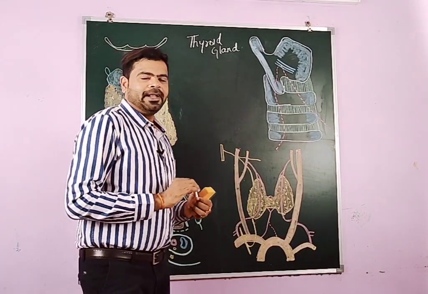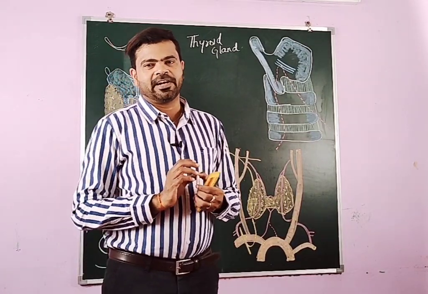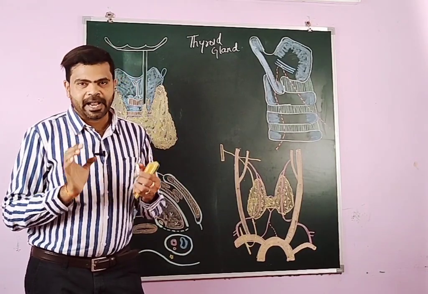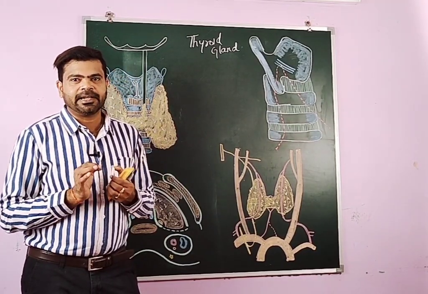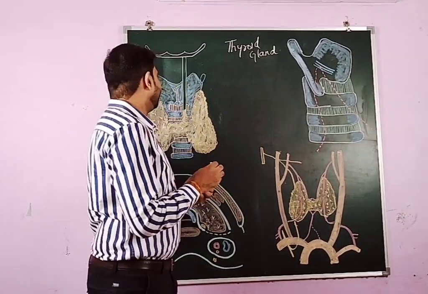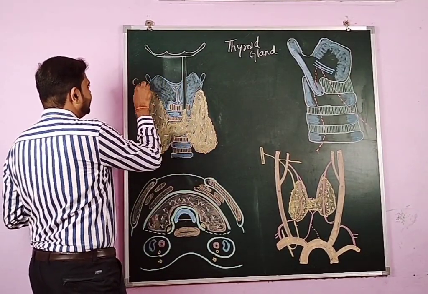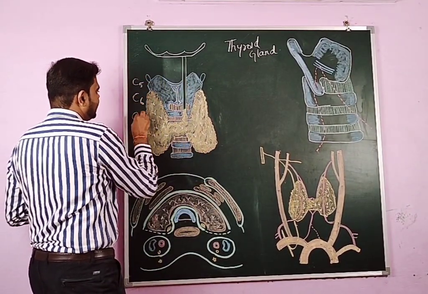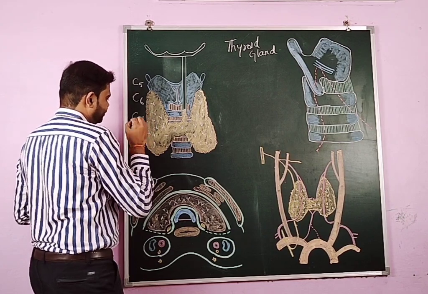Hello everyone. In this session, I am going to talk about the thyroid gland. The thyroid gland is an endocrine gland and it is situated in the front and side of the neck at the level of C5, C6, C7 and T1.